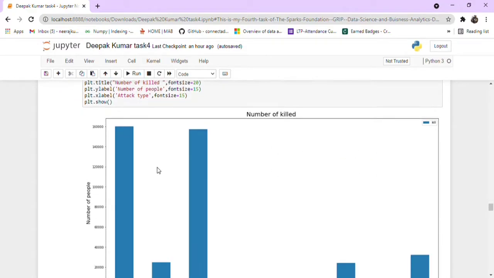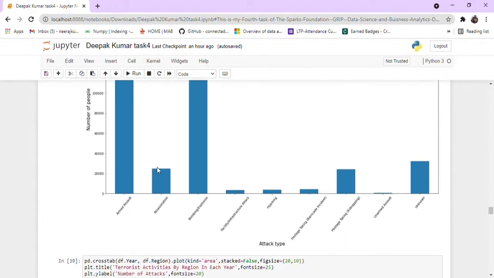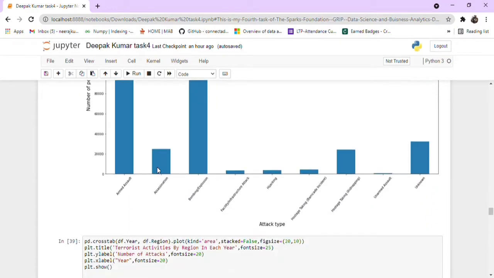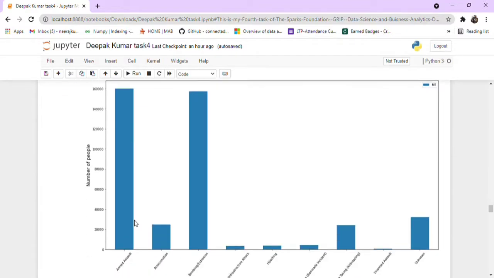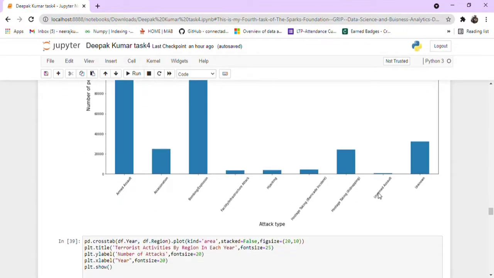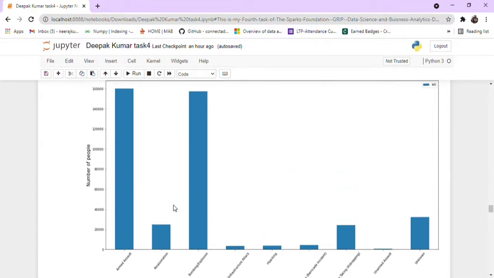After that, I have also drawn how many people are killed. The next plot I have drawn is which type of attack kills the most people. With the method of armed assault, mostly people are getting killed, and the least is unarmed assault, which causes the fewest deaths. So here we can see from this plot.